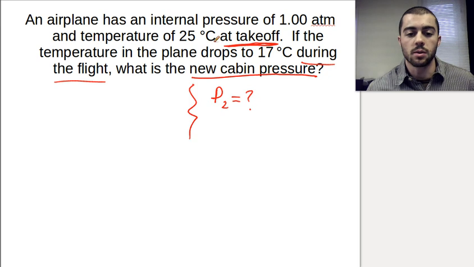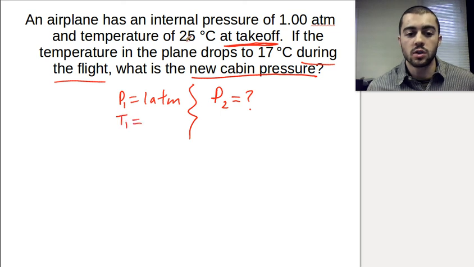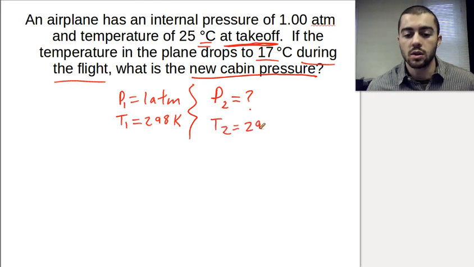So if we list out some of our information here, we have P1 is 1 atmosphere, and we have T1 is 25, but not Celsius. We've got to do 25 plus 273 would give us 298 Kelvin, because again we can't use Celsius, we have to use Kelvin in this combined gas law. So our new temperature is 17 plus 273 would give us 290 Kelvin, so we can now just solve for P2. We've got all our information.